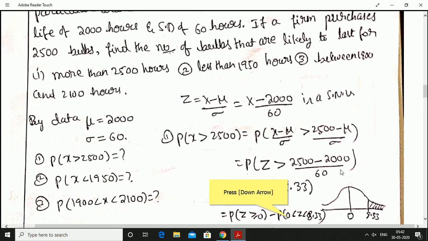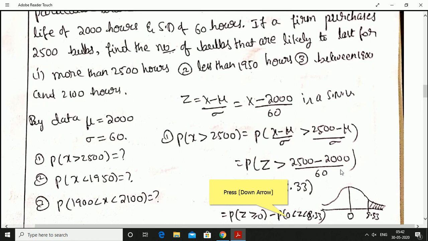Mu is 2000, sigma is 60. Substitute, and (x minus mu) by sigma is nothing but z. Probability of z greater than 8.33 means 8.33 is a value. Z greater than 8.33 means we require the area from 8.33 to infinity.